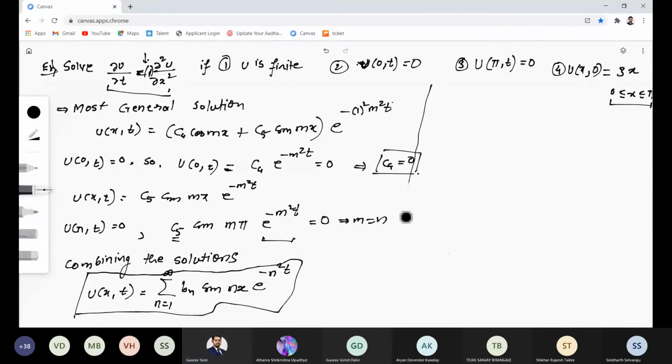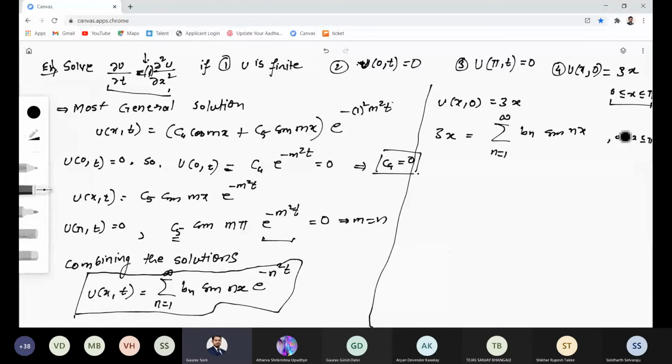Now the last condition, u of x comma 0 is equal to 3x. So we will have 3x is equal to, put t equal to 0, summation bn sine of nx, n is running from 1 to infinity, 0 less than or equal to x less than or equal to pi. So this is half range Fourier sine series.